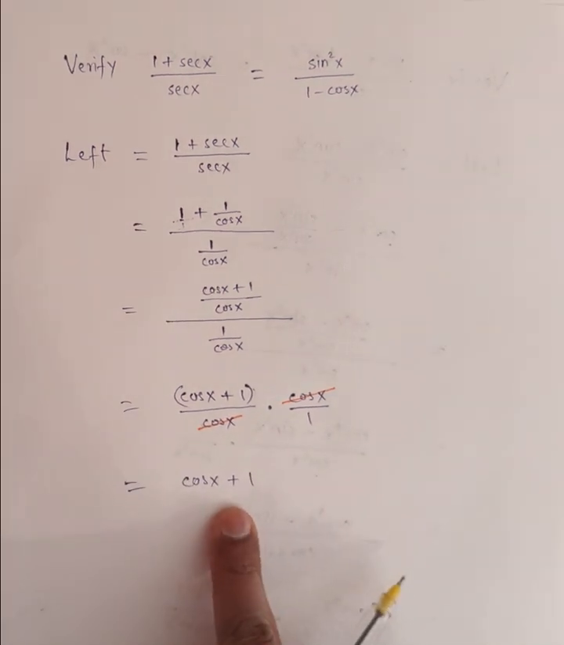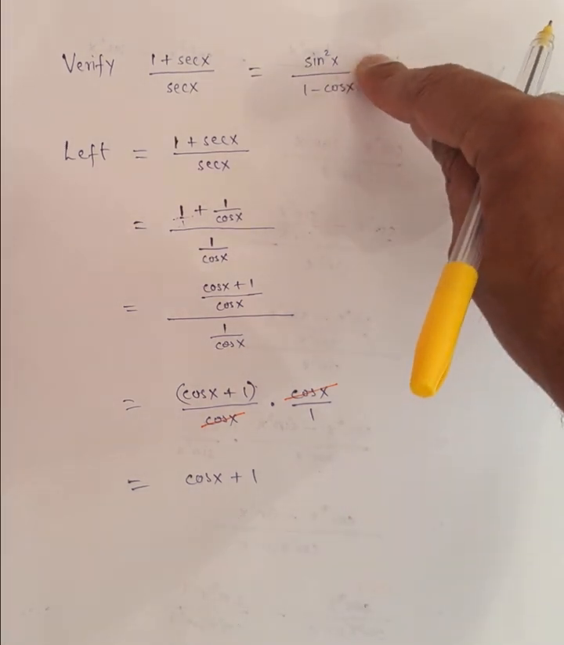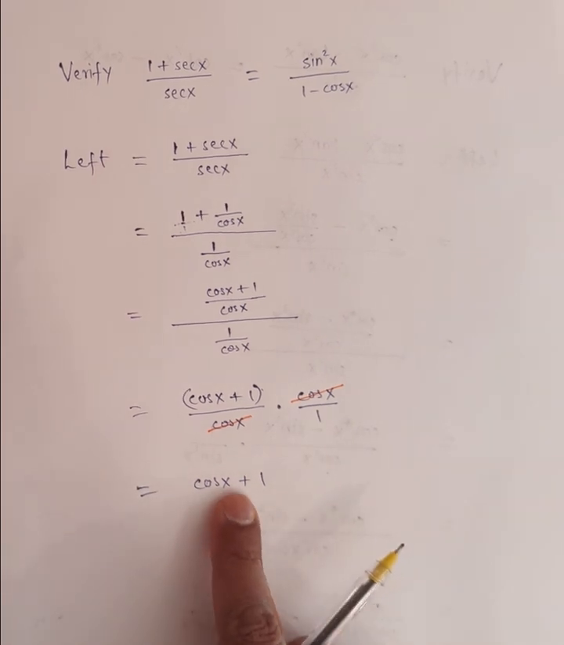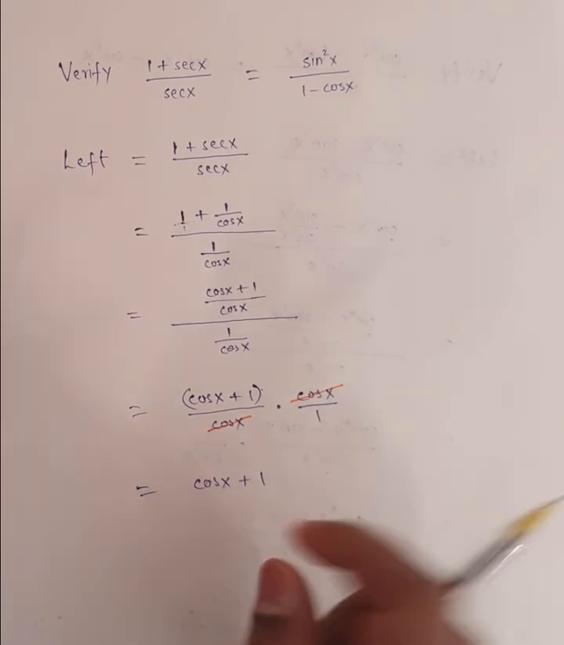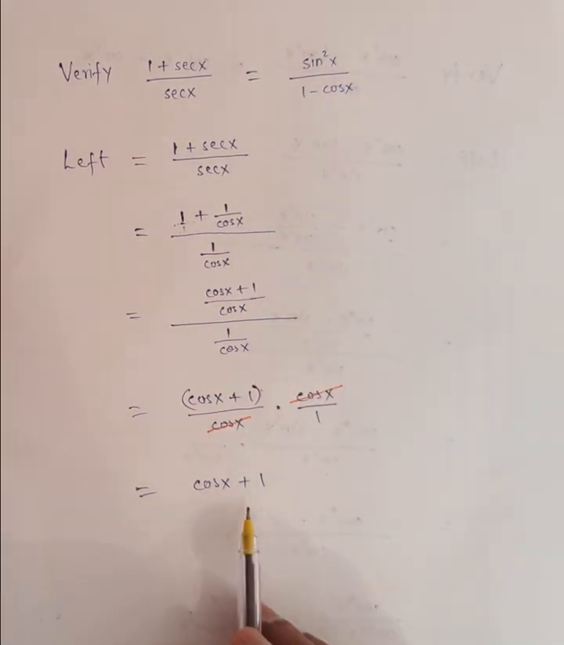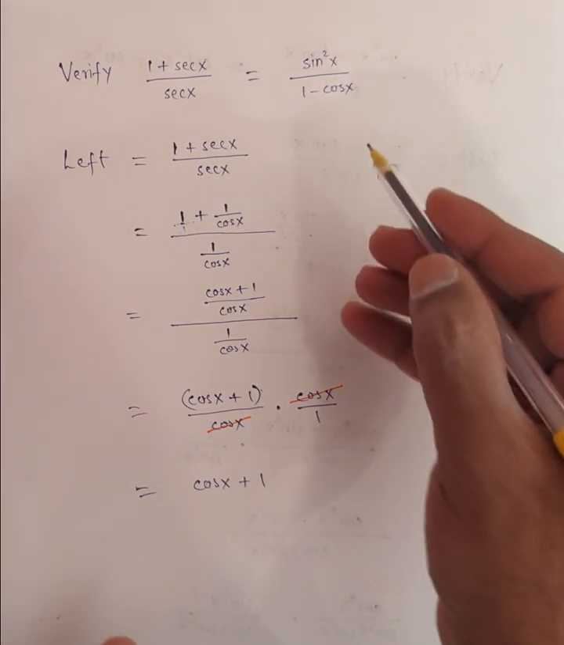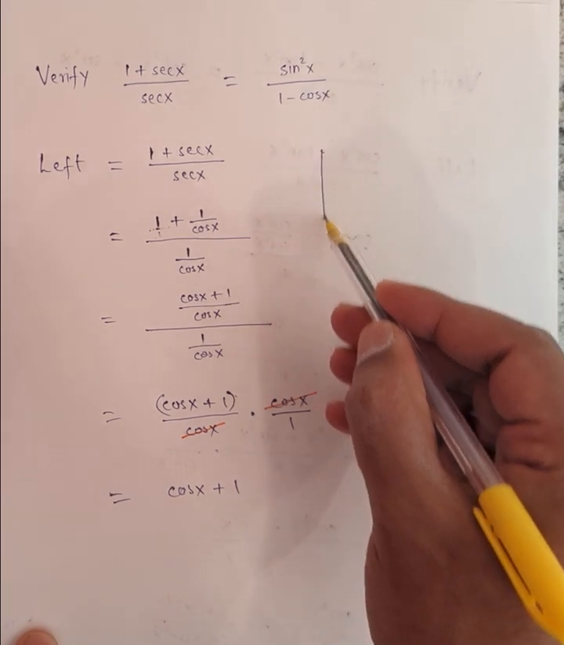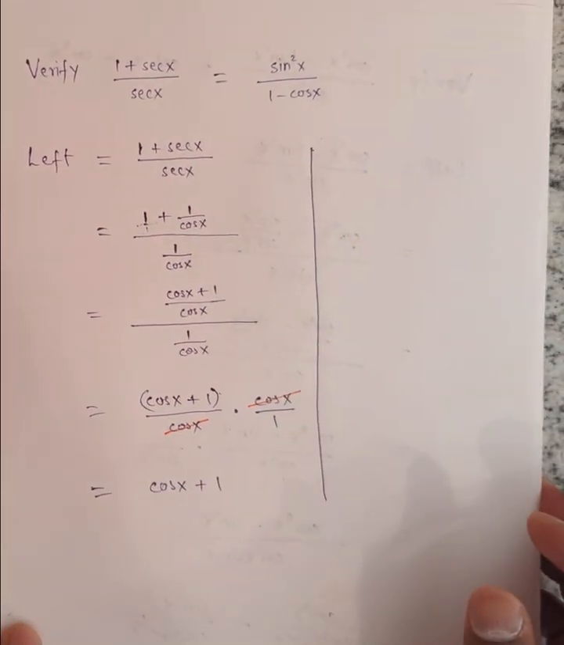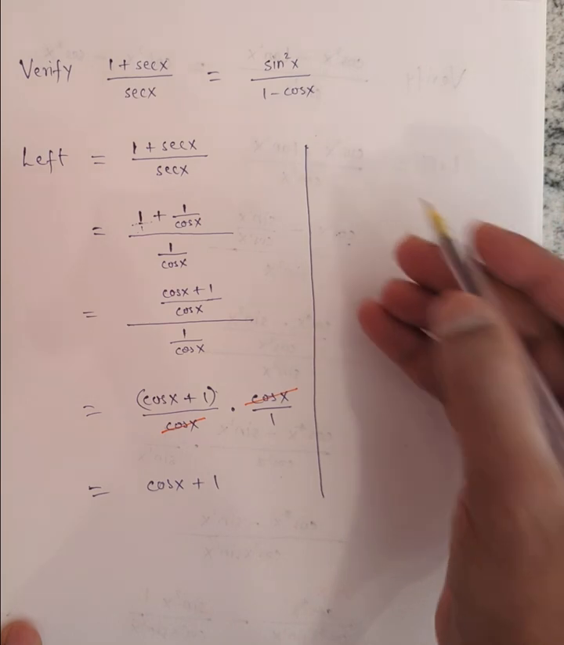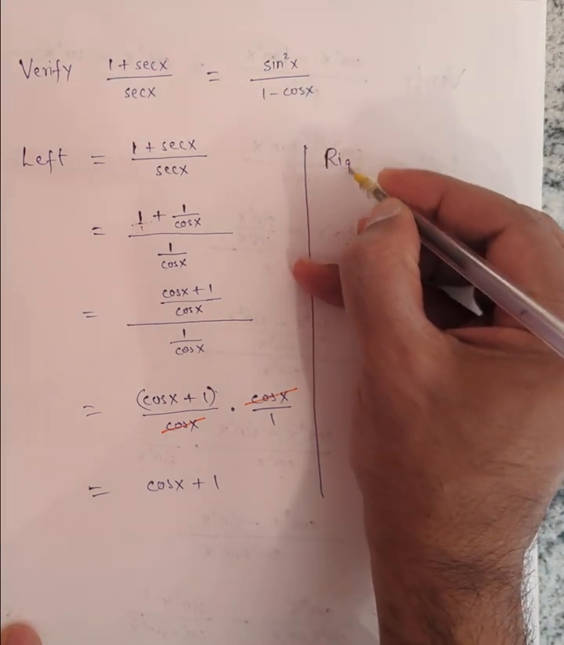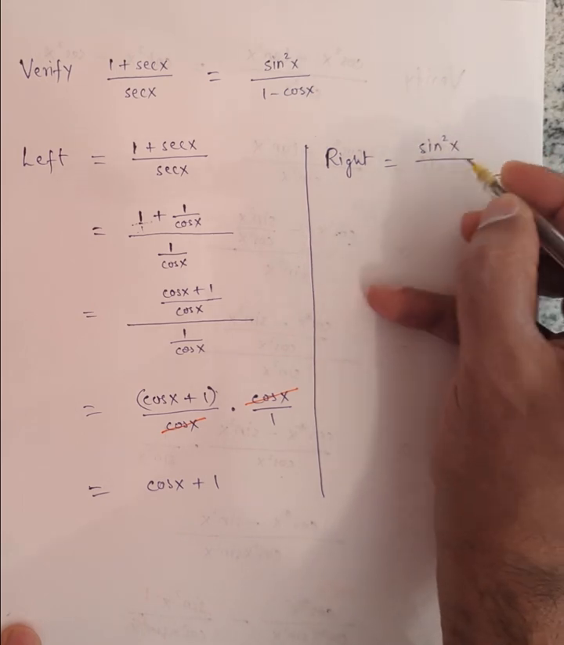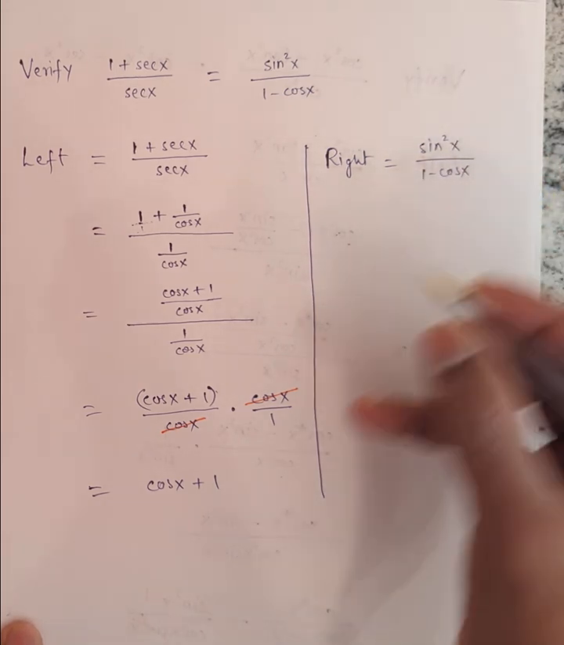Now, does it look like the right side? Again, no. But this looks much simpler, so I will try to get the right side also equal to this. So in fact, let's go ahead and work on this side of the paper and say that the right side is sine squared x over 1 minus cos x.